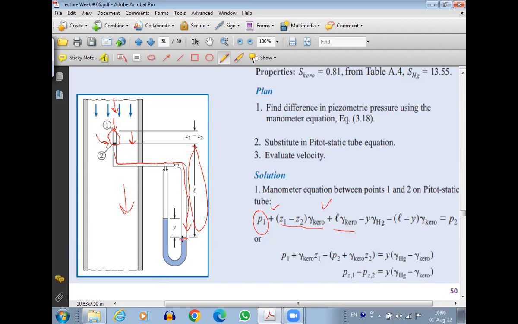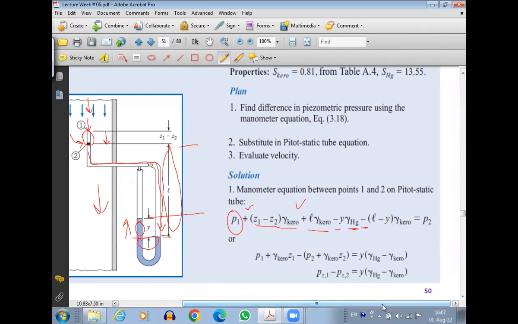Now, once we have reached this point, we can directly jump from this point to this point, because fluid pressure remains constant in the horizontal direction. Okay, so now we are moving up, so negative sign. So negative y into gamma Hg, because here I have mercury. Then further negative this distance till we reach point 2. So this distance will be how much? L minus y. Minus L minus y into gamma kerosene will be equal to P2.